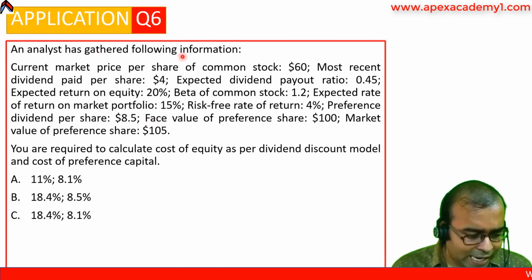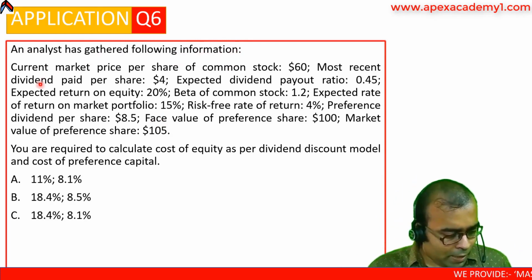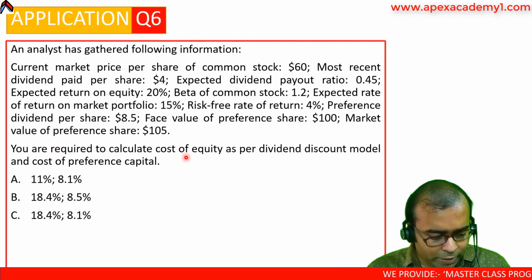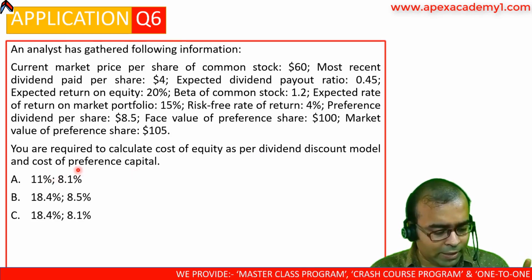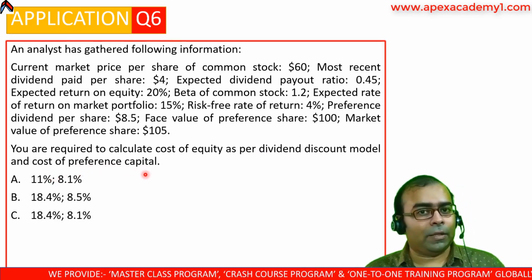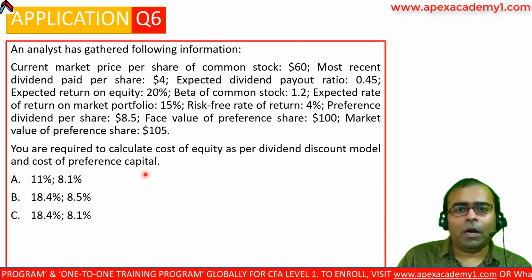An analyst has gathered the following information. You are required to calculate, number one, cost of equity as per DDM, the dividend discount model, and cost of preference capital. So now, moving on to calculation of KP and calculation of KE.